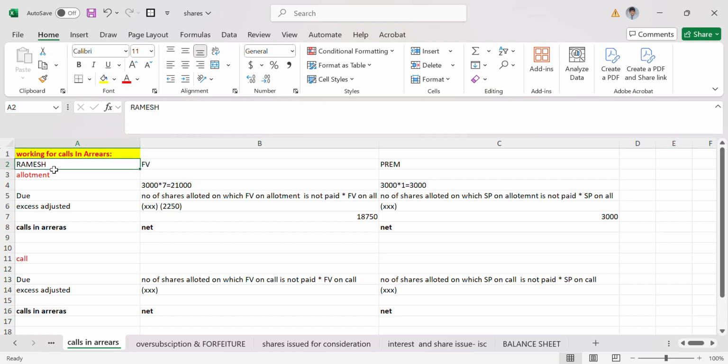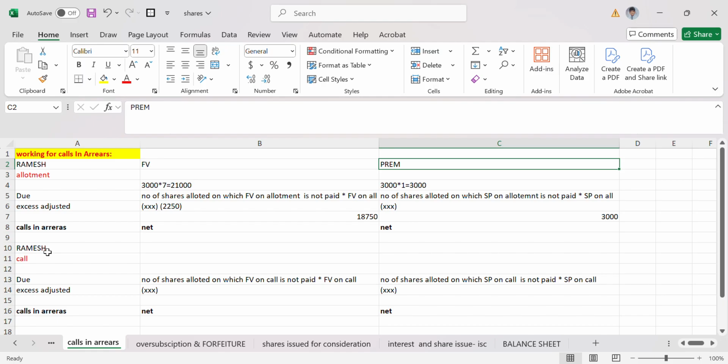So, for example, there is a shareholder called Ramesh. He has not paid the allotment and call money. So, for Ramesh, I'll do the working for allotment as well as call. So, how will I go about it? I'll keep face value and premium separately. Please keep them separately, otherwise, you will make a mistake in the forfeiture entry.